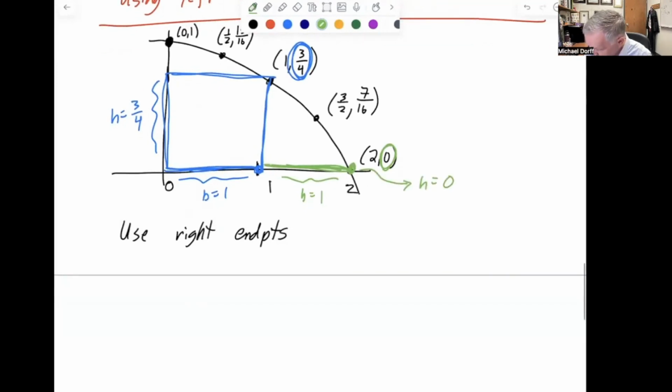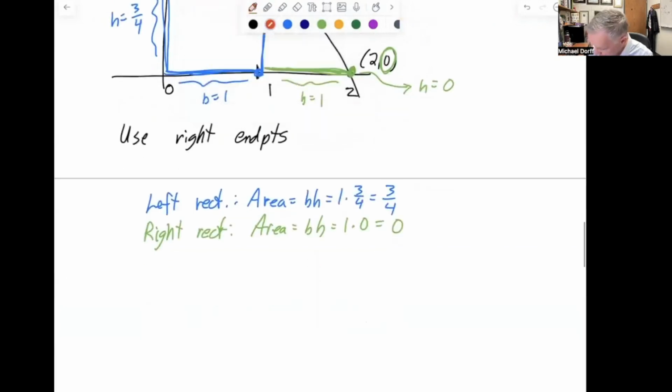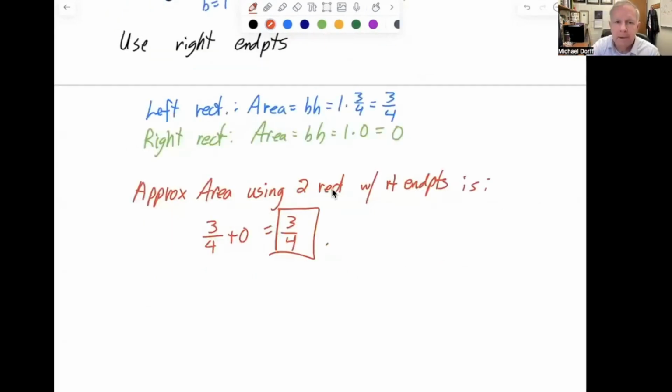So the areas are, for the left rectangle, base times height, which is 1 times 3/4, which is 3/4. For the right rectangle, the area is base times height, which is 1 times 0, which is 0. So the approximate area using 2 rectangles with right endpoints is 3/4 plus 0, which is 3/4. Okay, let's do another example.